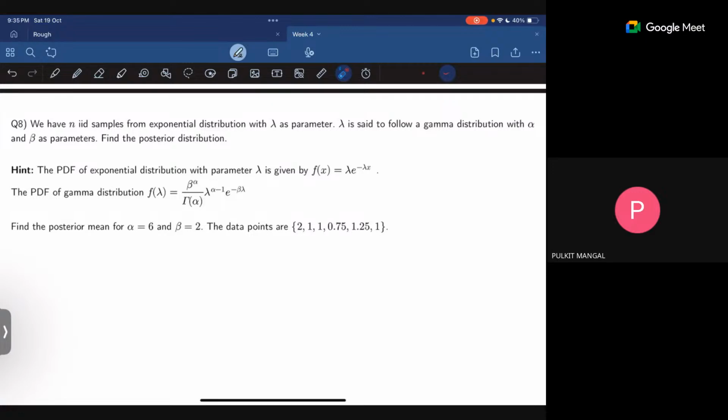Maybe try. As this is the last question, let's try for 5 minutes. You guys try for both: first calculate the posterior, and then try calculating the posterior mean also. At 9:40 we will solve this question. Try till then.